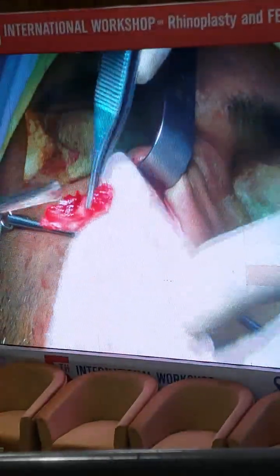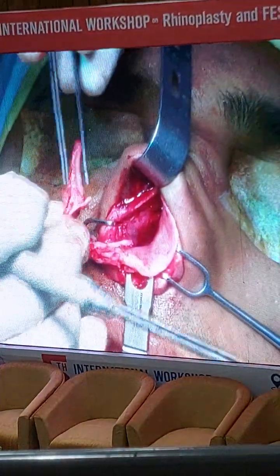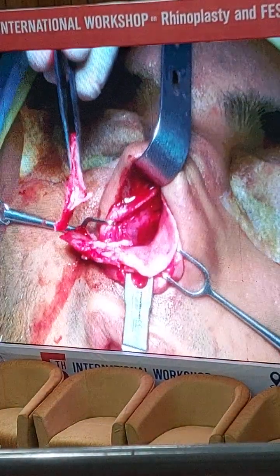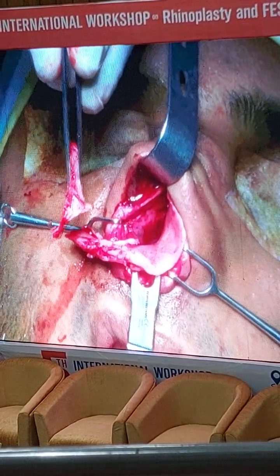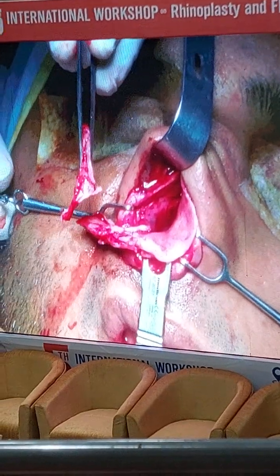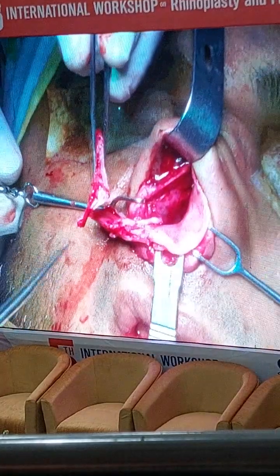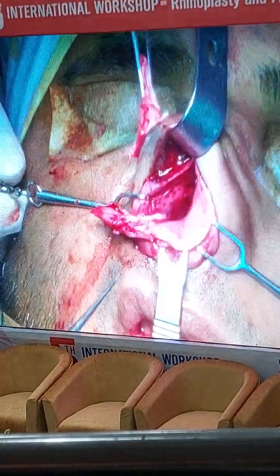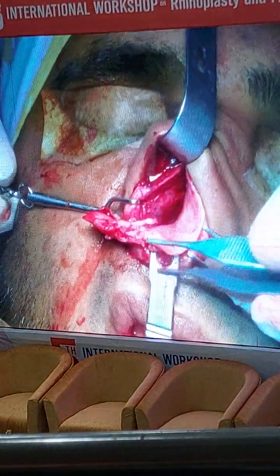Yes. So this is the deviated part. This is the deviated part. So the important thing after harvesting the septal cartilage is that you try to harvest as big a piece as possible. If you harvest with the Luc forceps, then it's not useful because we want to reconstruct it again. So as big a piece as possible.